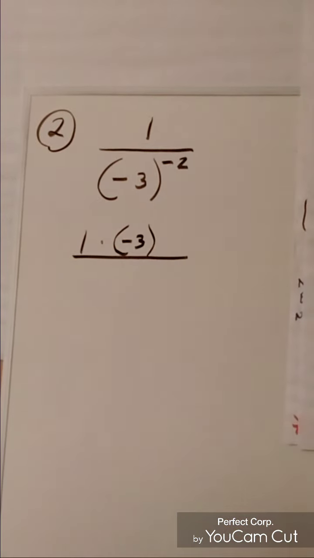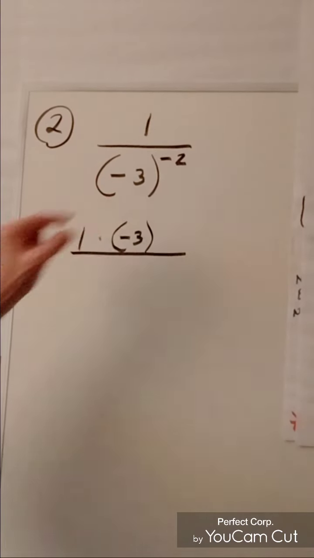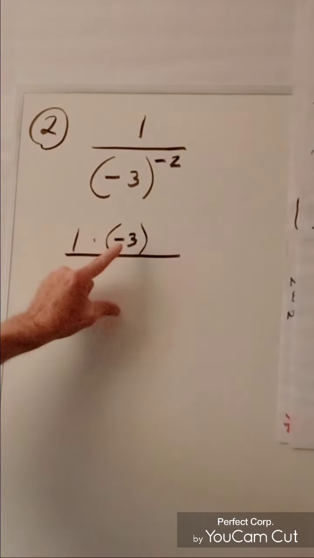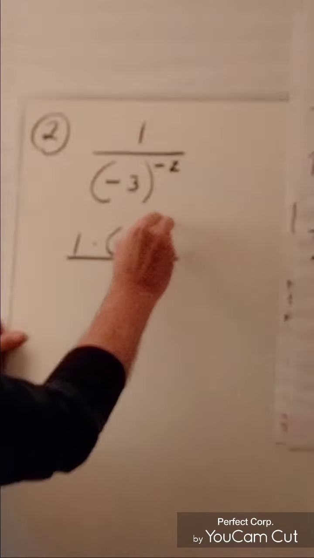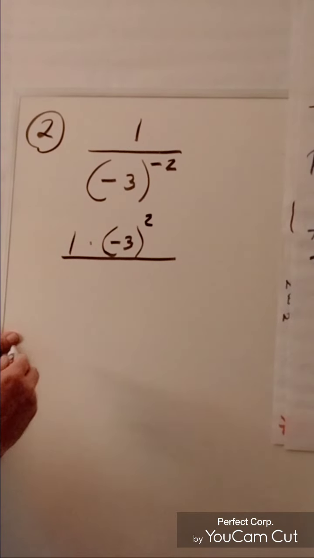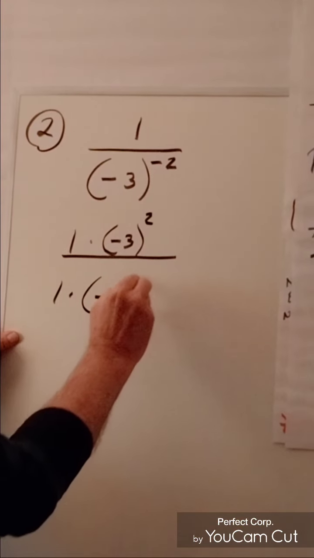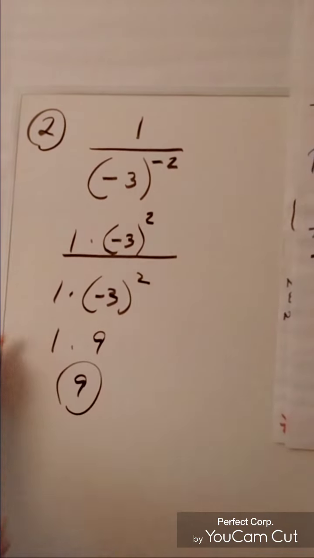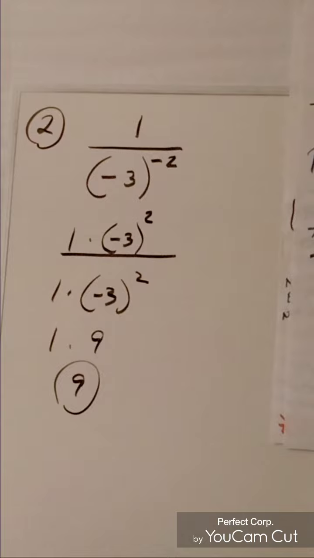It doesn't say change the base. It says switch the base. Switch the base to the other side. Change the sign of that exponent. We really don't need the fraction bar. We've got 1 times a -3 to the second. That would be 1 times 9, 9. That's number 2.